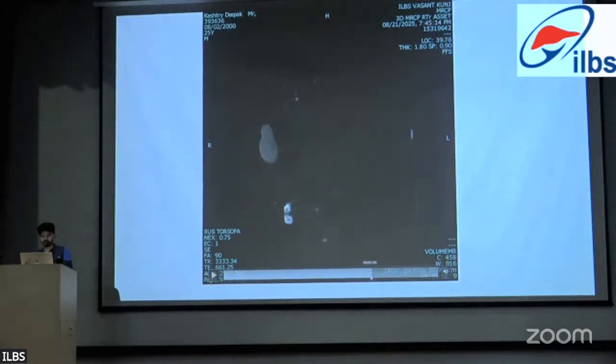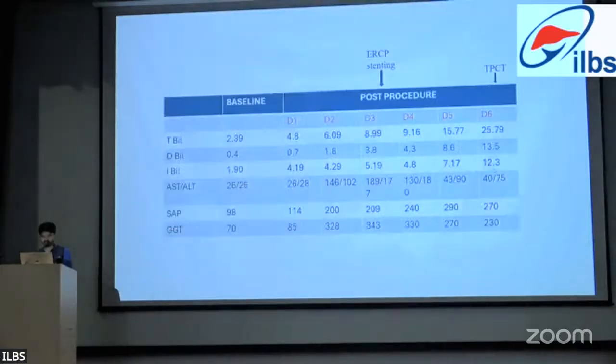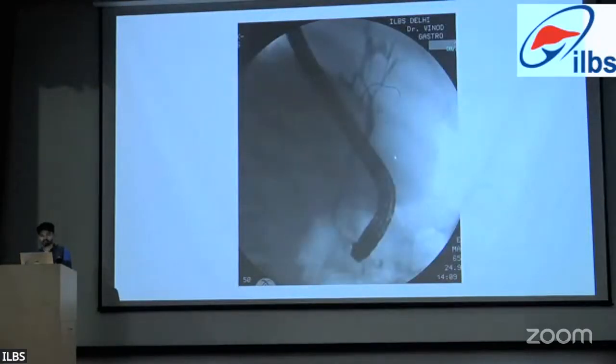These were the MRCP images. We can see some mild dilatation of intrahepatic biliary radicles. However, there was no obvious obstruction noted within the bile ducts to cause these increasing bilirubin levels, which were unexplained in the post-procedure period. So ERCP stenting was done.